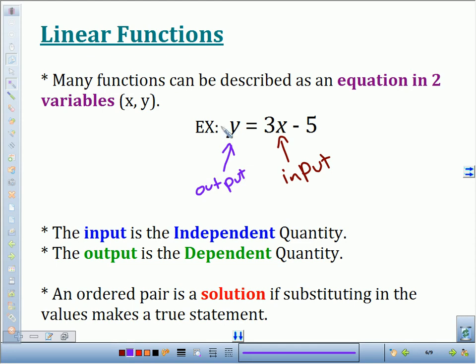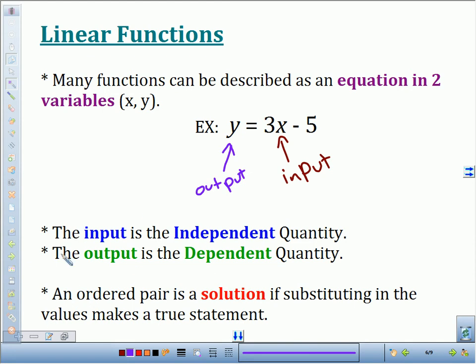Another term for input and output would be independent quantity and dependent quantity. The output depends on what we put in. So the output is dependent on the input. That means the output is the dependent quantity. The input does not depend on the output. So the input is the independent quantity.